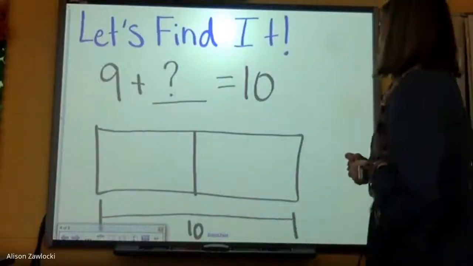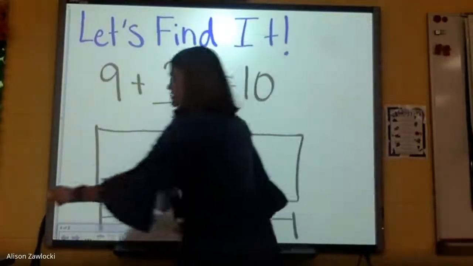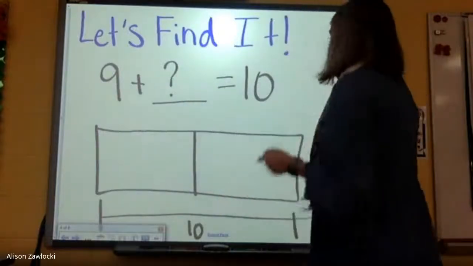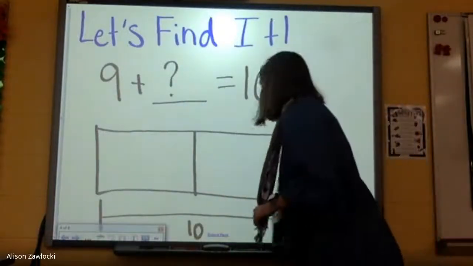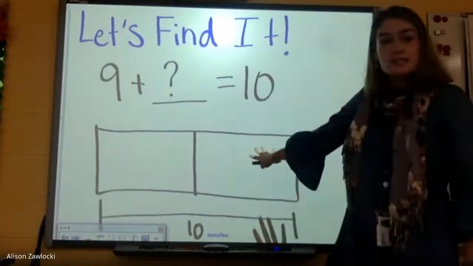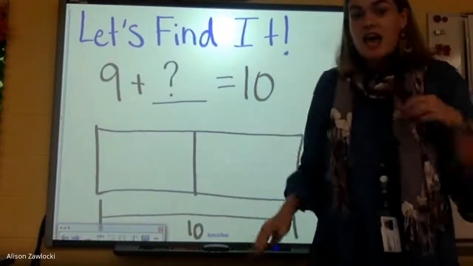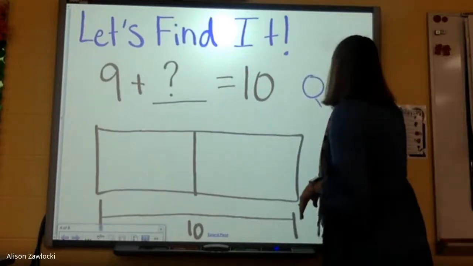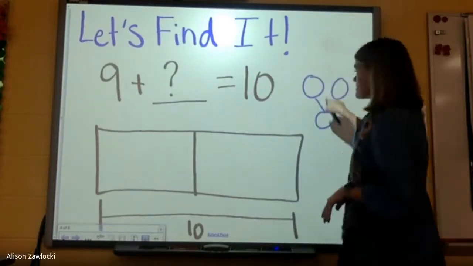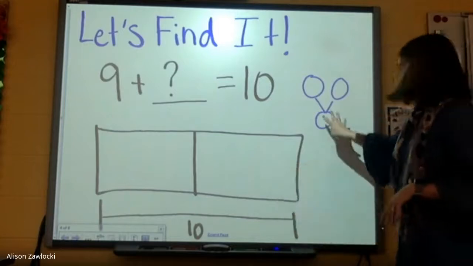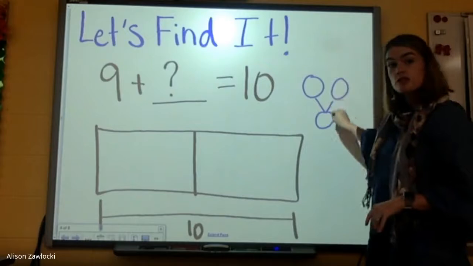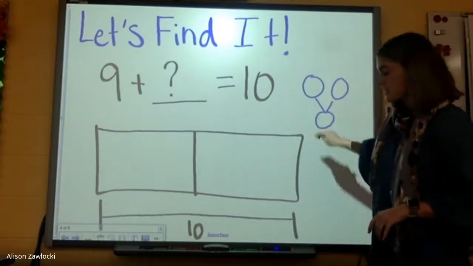So we have a missing addend here. We have a missing part. We have 9 plus, I don't know, equals 10. So what we're going to do is, you will see this in your book and in your assignment. It is the same thing as this right here. So you may see this picture, you may see this picture. The whole is on the bottom right here, or you see 2 parts connecting together to get your total.